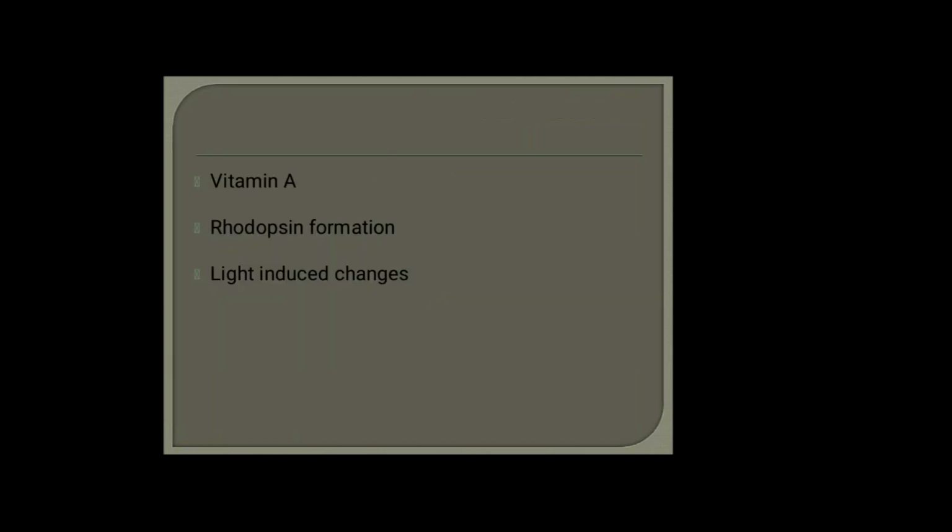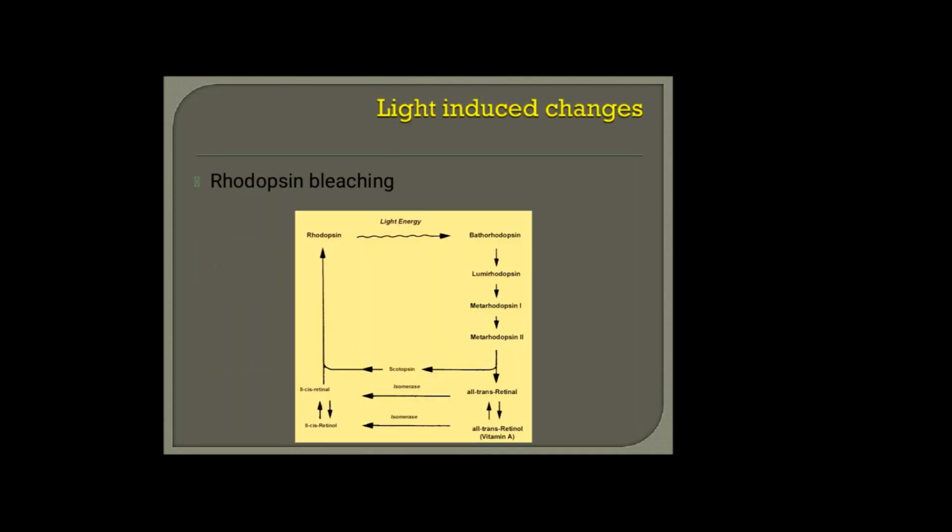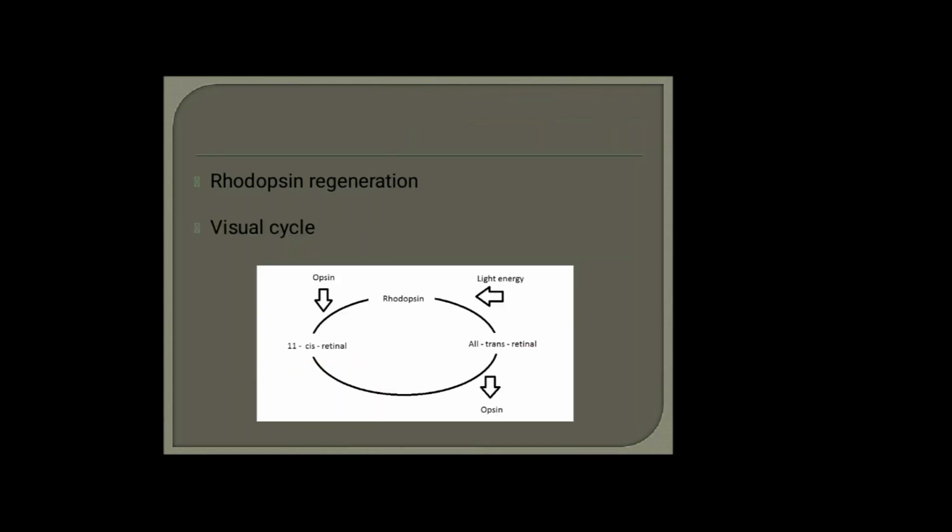You know how vitamin A plays an important role in phototransduction. In your undergraduate level, you have all read how vitamin A helps to form rhodopsin, which induces the light induced changes. So this is the rhodopsin bleaching. This slide shows how rhodopsin gets bleached, and this is the cycle through which vision is accomplished.